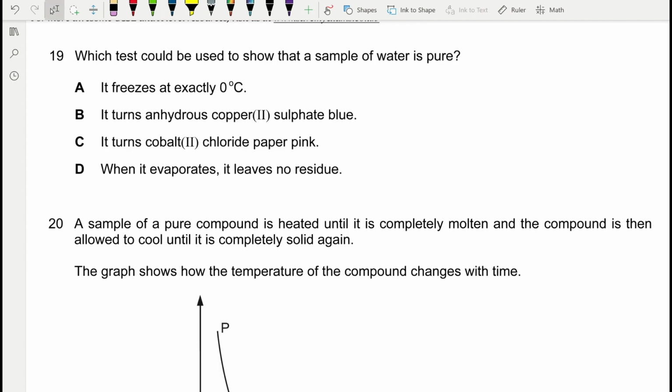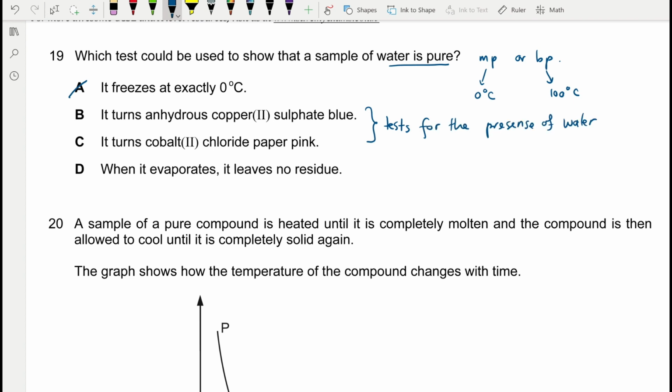Question 19. Which test could be used to show that a sample of water is pure? Again, to test for purity, you can measure melting point or boiling point. For water, it freezes at exactly 0 degrees Celsius, a fixed temperature, and boils at 100 degrees Celsius. So the answer is A. Options B and C are tests for the presence of water, not for testing the purity, but for testing if water is present.